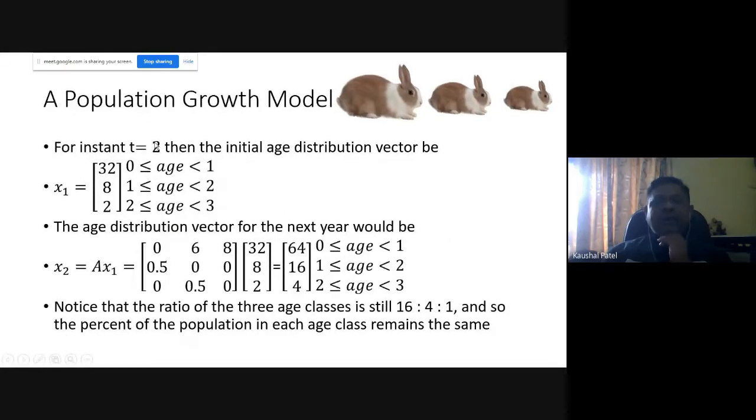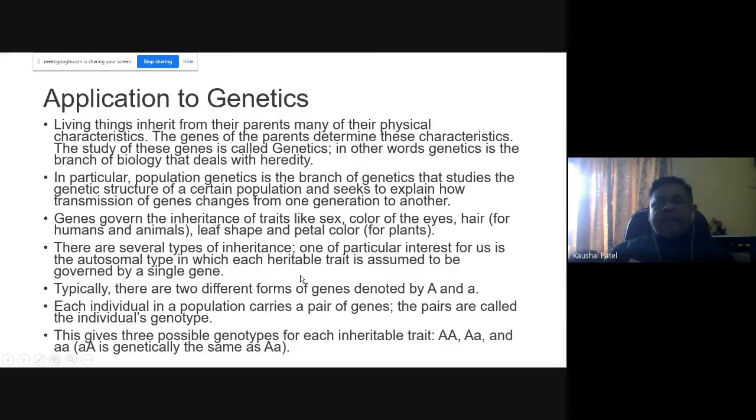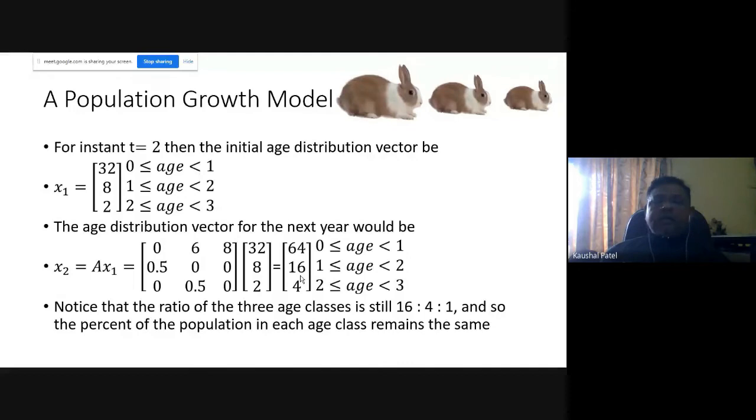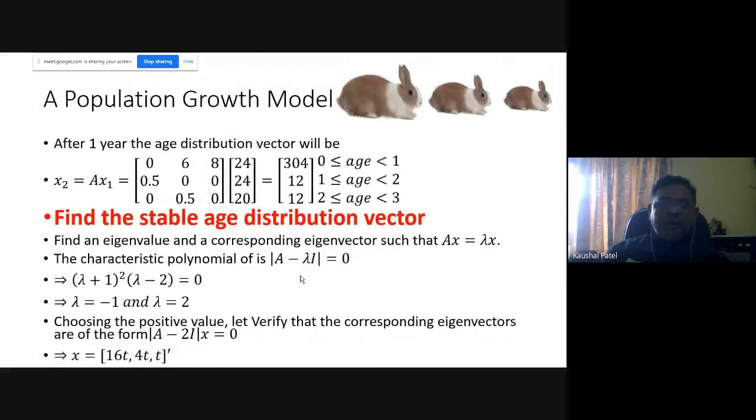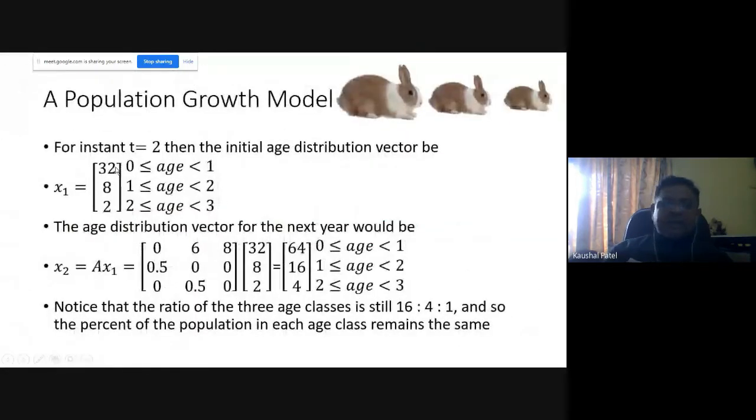So here I can just go with t equal to 2. So it is 32, 8 and 2. For x2 it is 64, 16 and 4. And this is the way the population is increased. Whenever we have 16, 4 and 1, at the next level we have 32, 8 and 2. In the next level we have 64, 16 and 4. So this ratio is always in a multiplication form of 16, 4, 1. So this is the way we can control the age factor and the population of rabbits inside that particular domain.